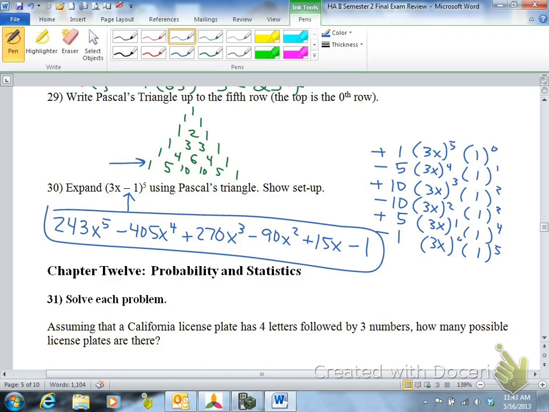That takes us all the way to chapter 12, and we'll continue chapter 12 tomorrow. For homework tonight, if you want to look at those, see if you remember how to do those again. You can also find spare copies of this packet on Blackboard.